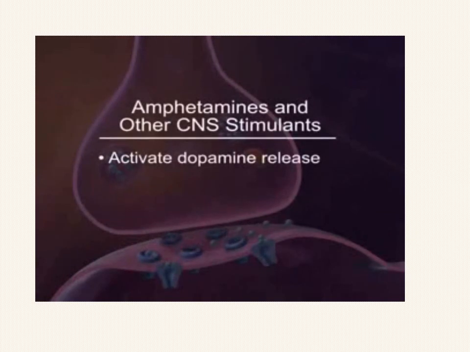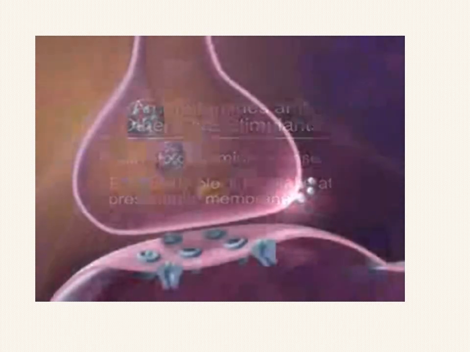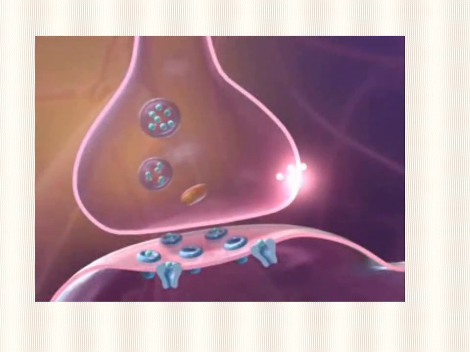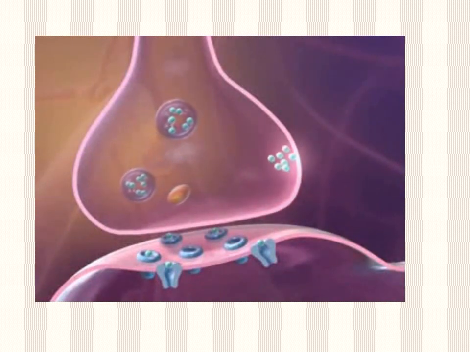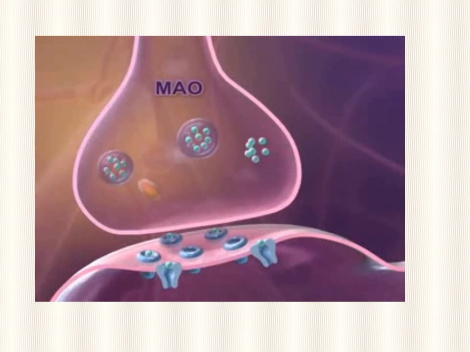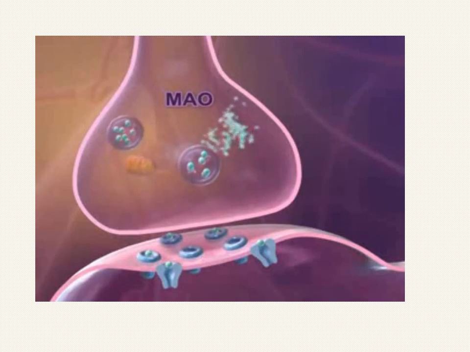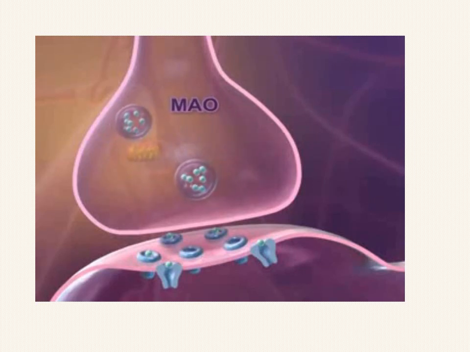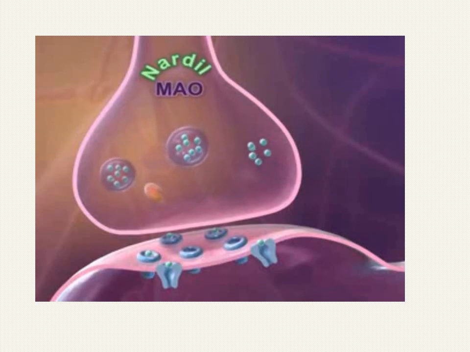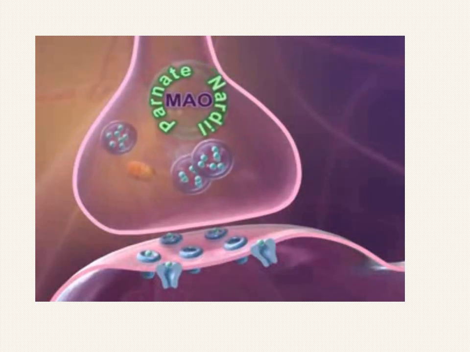Amphetamines and other CNS stimulants, like cocaine, activate dopamine release and effectively block reuptake at the presynaptic membrane. Dopamine activity stops as it is resorbed into the presynaptic membrane. Dopamine is then broken down by monoamine oxidase, MAO. When MAO inhibitor drugs, MAOIs, such as phenelzine, Nardil, and tranylcypromine, Parnate, are used, the breakdown of dopamine is prevented.